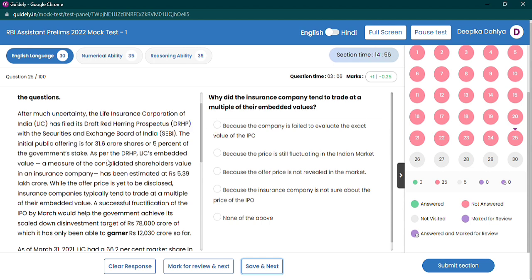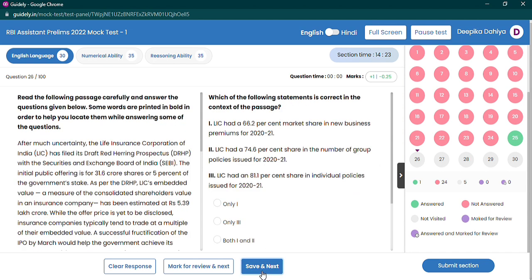So we can see that it's here. As per the DRHP, LIC's embedded value, a measure of consolidated shareholder value in the company, and while the offer price is yet to be disclosed, insurance companies typically tend to trade at a multiple of their embedded value. So here we can see that it is written, while the offer price is yet to be disclosed. So we will now see the options. The third option says, before the offer price is revealed in the market. So we will mark this and move to the next question.